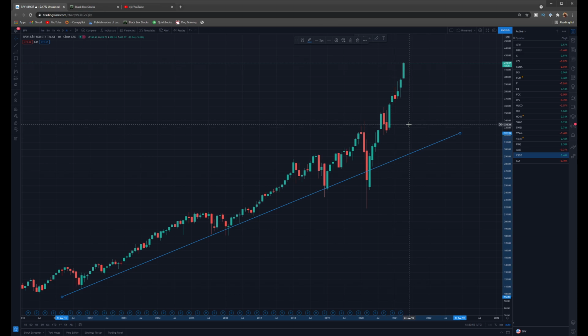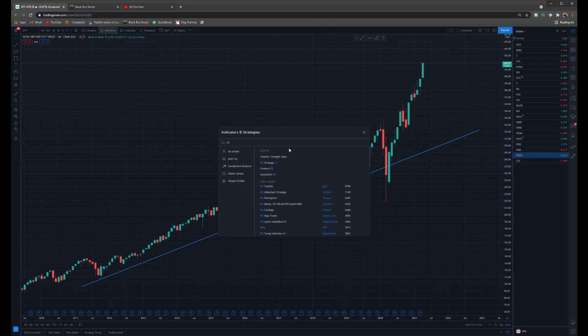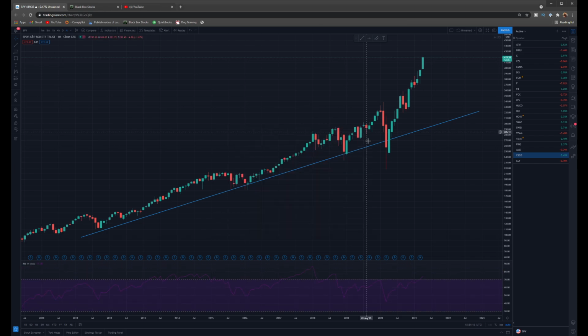Now, I don't need an RSI to tell me on the monthly chart or on the weekly chart that the S&P 500 is overpriced. I don't need an indicator to tell me that the S&P 500 is overbought. Look at it, right? If I go to my indicators and type in RSI, the relative strength index, when the RSI is up over 70, that means that a stock or an ETF is overbought. I don't need the RSI to tell me that. I can just look at this and tell it's overbought.